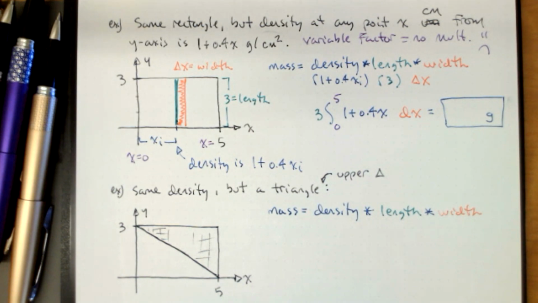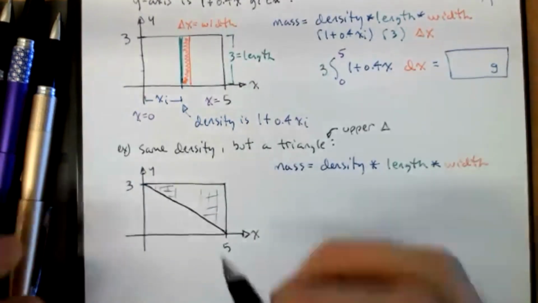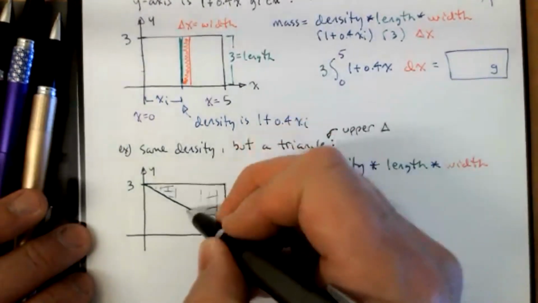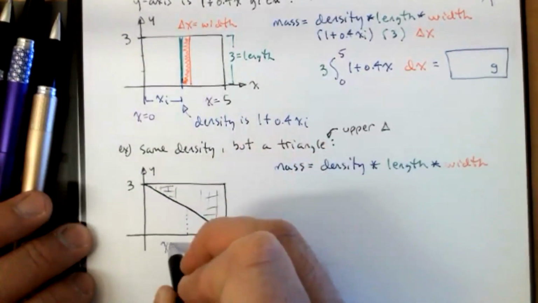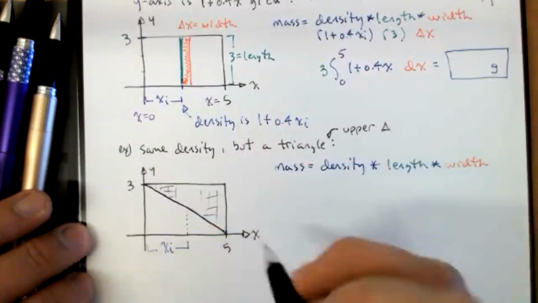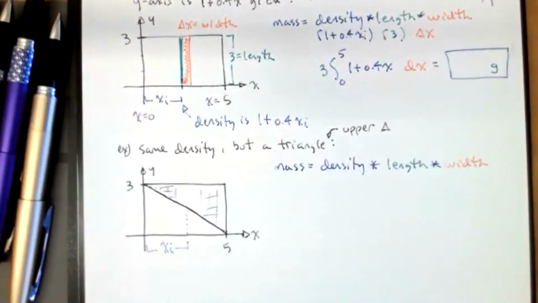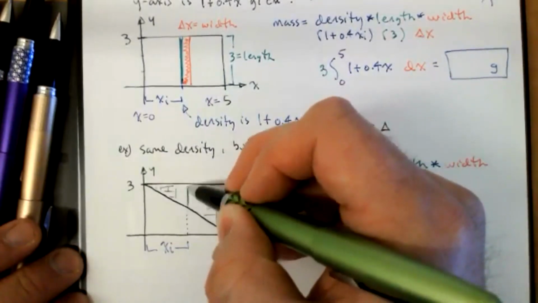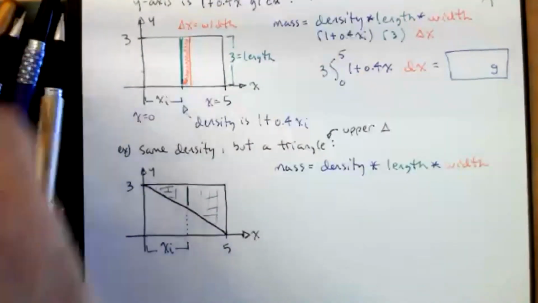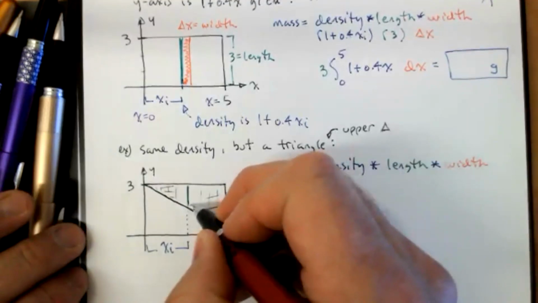We're going to do the same thing we did last time. I'm going to pick a place where the density is constant. So I'm going to pick a point xi units from the y-axis. And I'm going to calculate the mass if I keep this density constant for some small change in x.